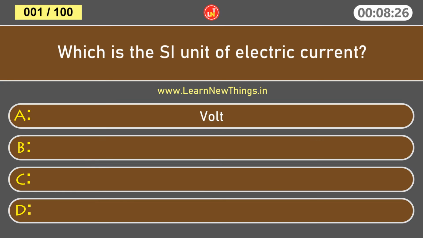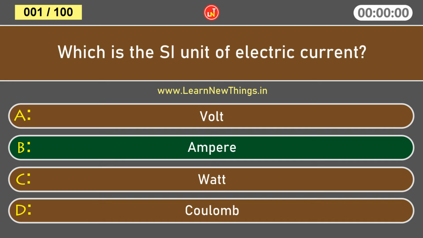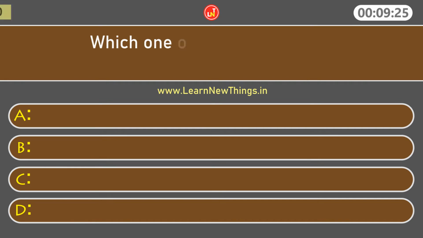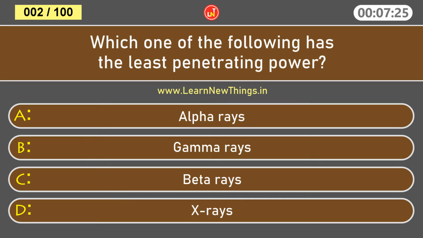Which is the SI unit of electric current? Ampere. Which one of the following has the least penetrating power? Alpha rays.